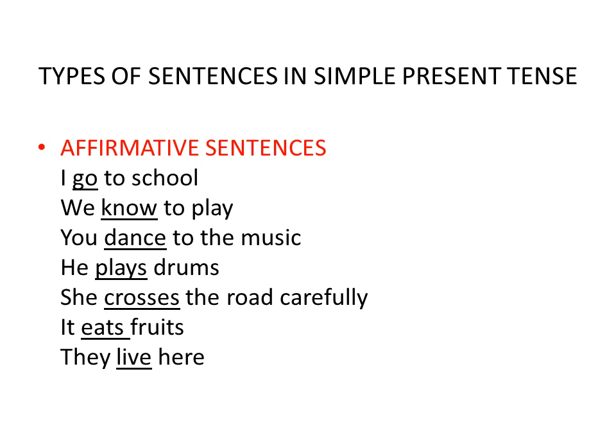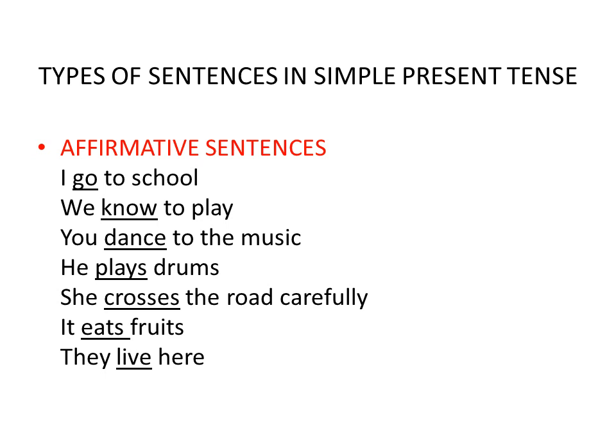Here are some examples. I go to school. Please look at the subject and the verb. Since the subject is I, we always have the verb in the plural form or the root form. I go to school. We know to play. Again, the subject is we. Therefore, we have the plural form of the verb or root form of the verb.